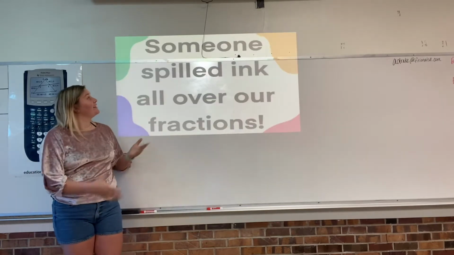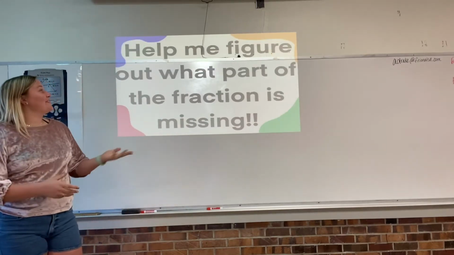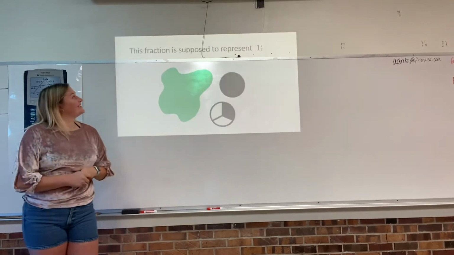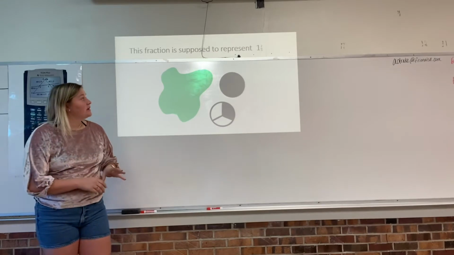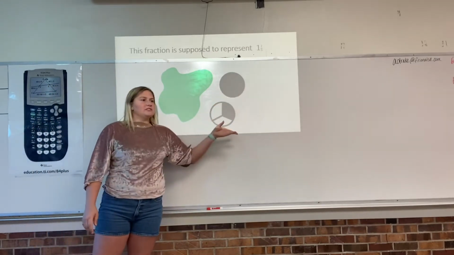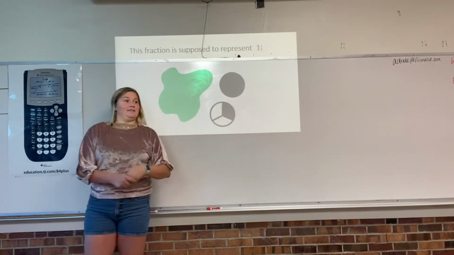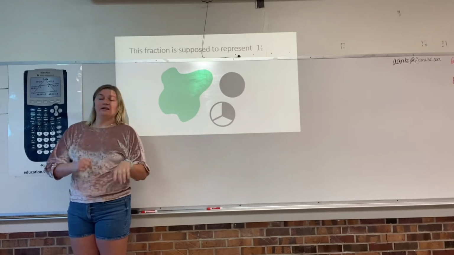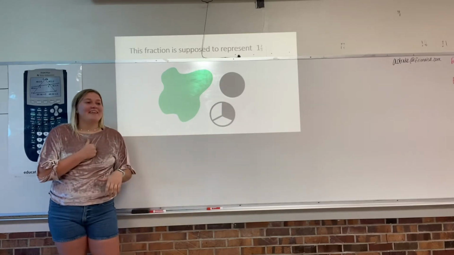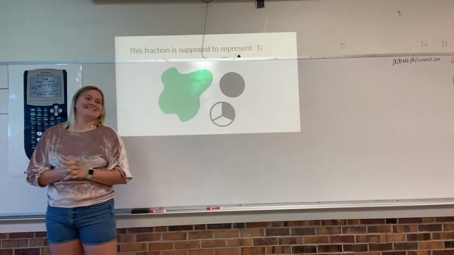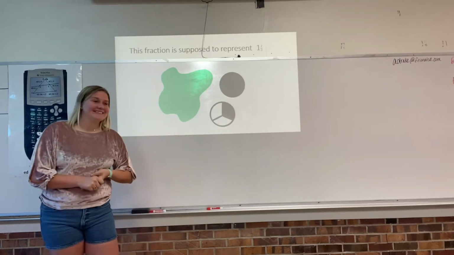Oh no! Someone spilled ink all over our fractions. Help me figure out what part of the fraction is missing. This fraction is supposed to represent 1 2/3. So here's our ink blot. What is represented here and what is missing from the fraction that is under the ink blot? Remember, whenever you're thinking, we're going to put a fist on our chest. When you have an answer, put your thumb up and then go ahead and find your multiple solutions. Everybody's thinking? Okay, we got a few people with answers.